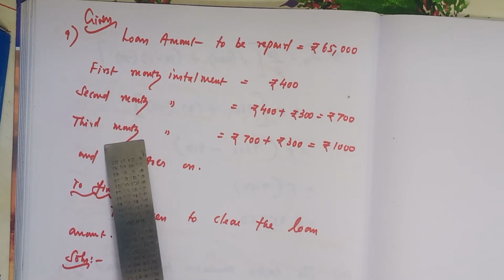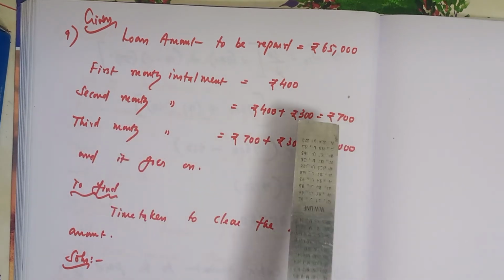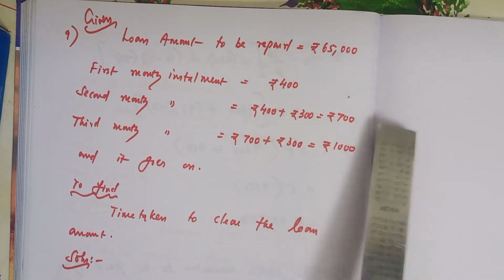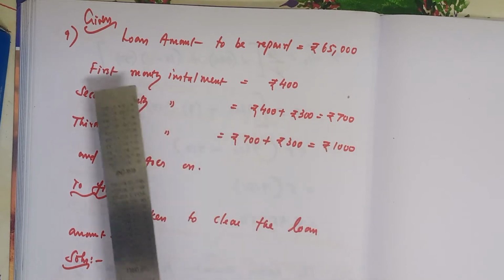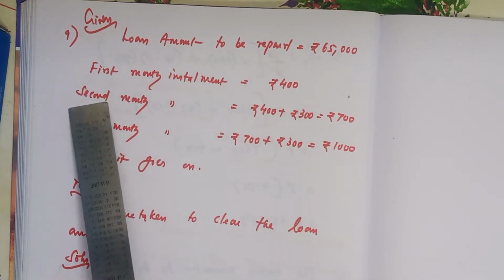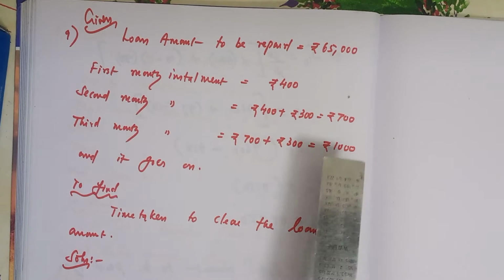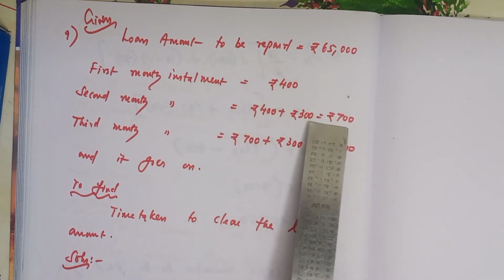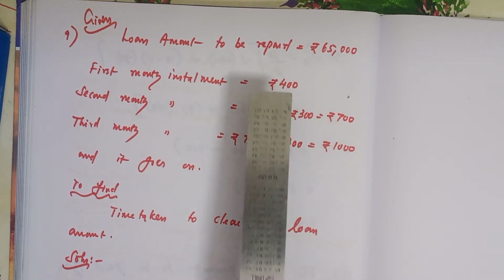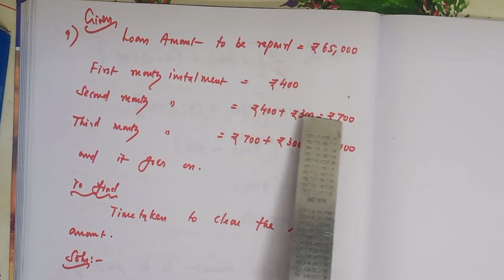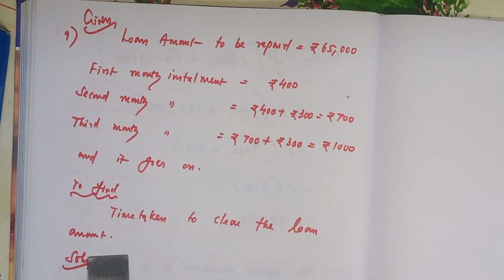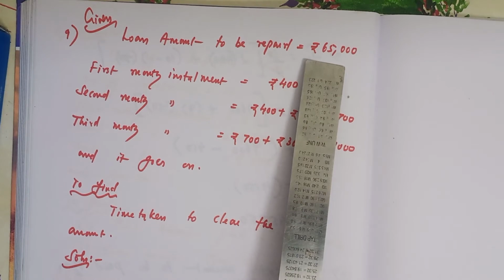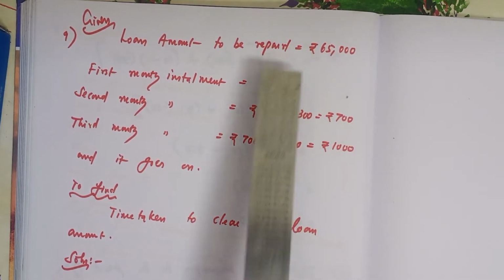Third month once again it increases by 300. Each and every month increases by 300 rupees. So 700 plus 300, 1000 rupees. So first month installment 400 rupees, second month installment 700 rupees, third month installment 1000 rupees. Each and every time it increases by 300. Correct? 400 plus 300, 700. 700 plus 300, 1000. It goes on. The question is, find the time taken to clear the loan amount of 65,000 rupees. That's the total amount, 65,000.